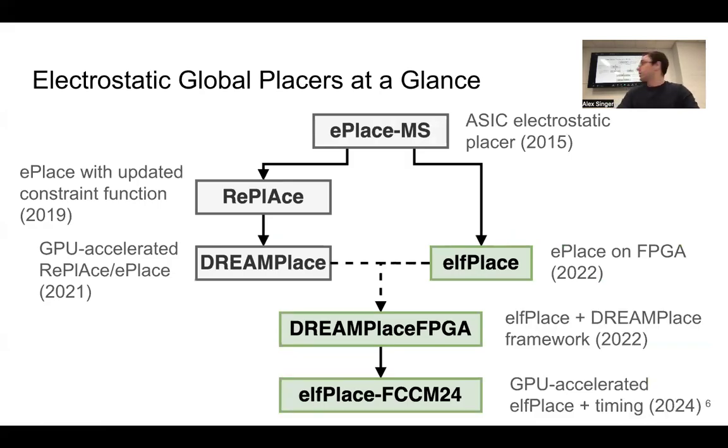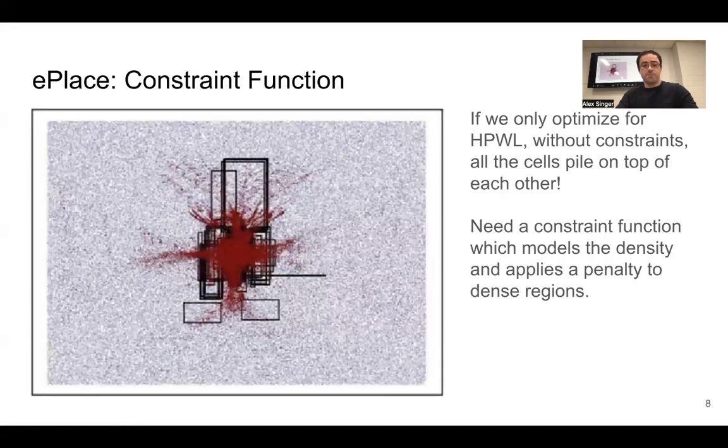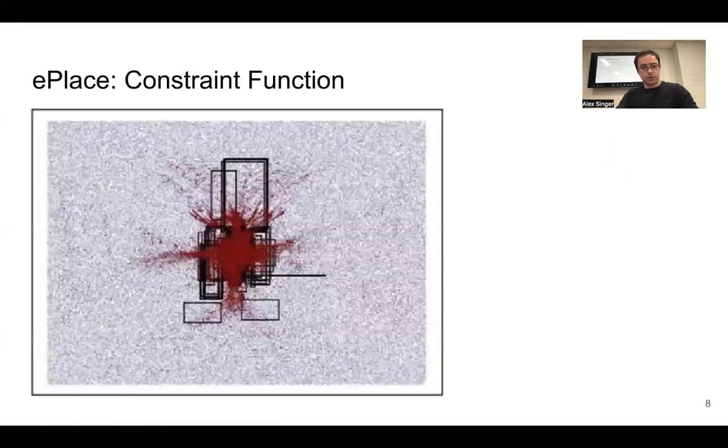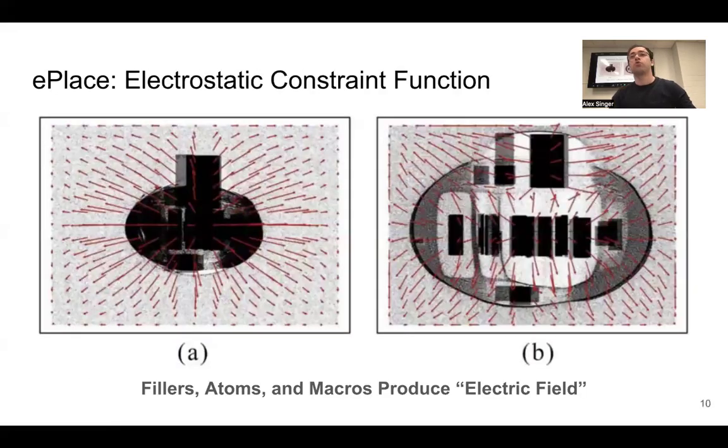So last week we talked about ePlace-MS. ePlace-MS, let me just see if I can find a good summary. ePlace-MS tries to optimize the objective function of minimizing the half perimeter wire length, but they also need to represent the constraint function, which is the density.